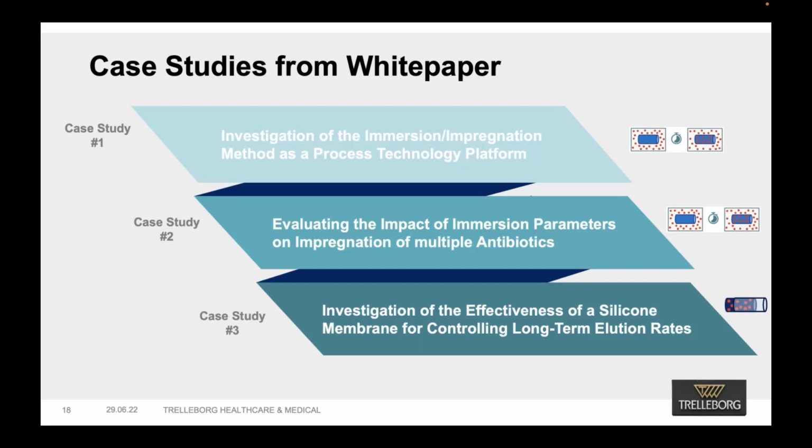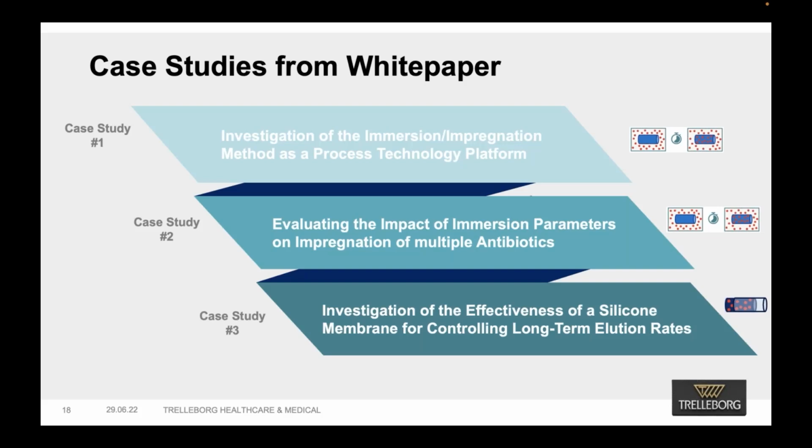So what you see on the screen here are the three case studies that we'll make our way through the rest of the presentation today, along with those icons that I mentioned as well. The first two case studies will deal with the immerse and impregnate approach, and then the last one will round out, focusing more on the membrane approach. Just as a quick overview, we'll look first at the immerse and impregnate approach as a process technology platform. We'll spend a little bit of time with that, making sure you're able to understand how that process looks and what kind of considerations go in there.